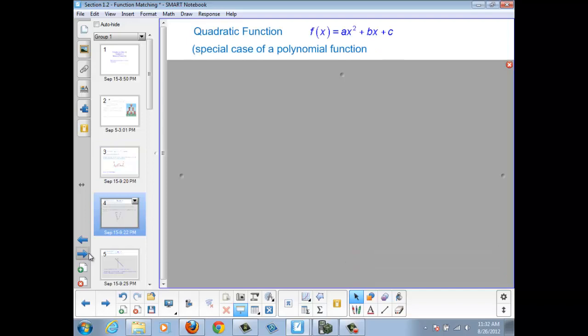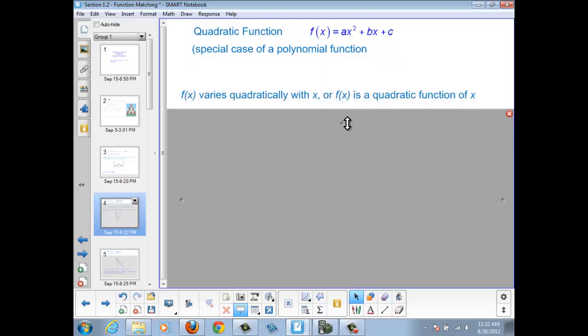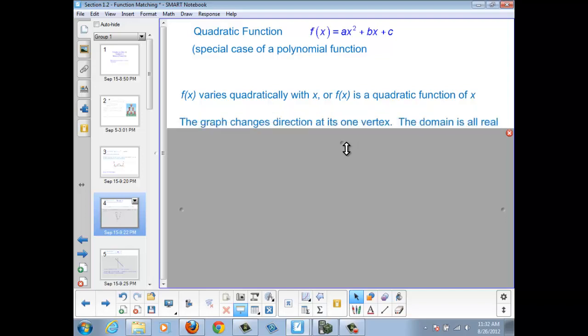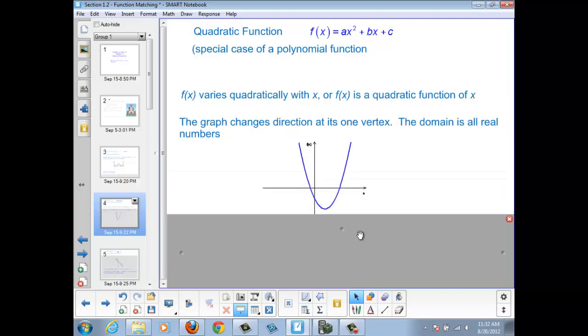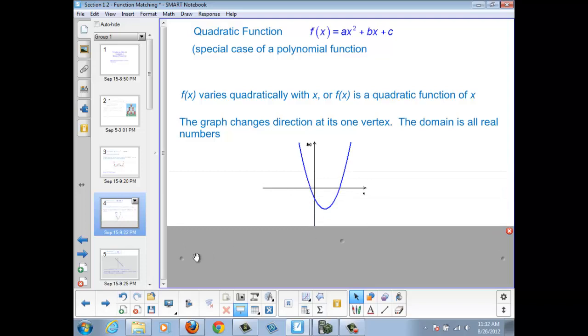Next, we'll look at the quadratic function, a special case of the polynomial function where the largest power or degree is 2. You're very familiar with this from Algebra 2, or you should be. Here we'd say f of x varies quadratically with x, or f of x is a quadratic function of x. And the graph changes direction only once at its one vertex, and the domain again is all real numbers.